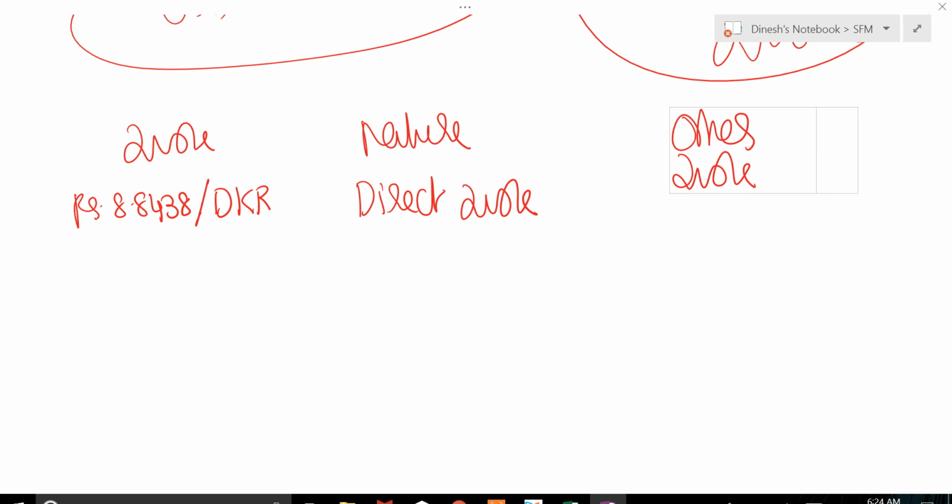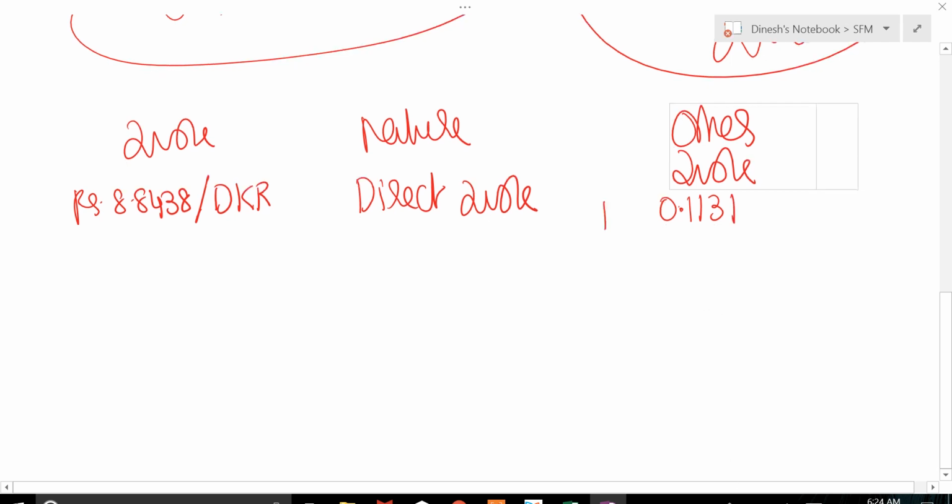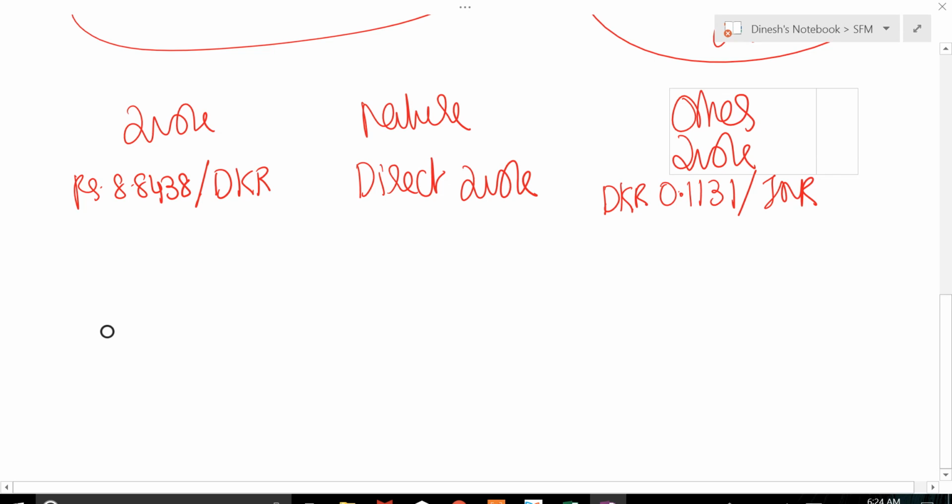Now divide 1 divided by 8.8438. It will be 0.1131. Please listen: DKR 0.1131 per INR.